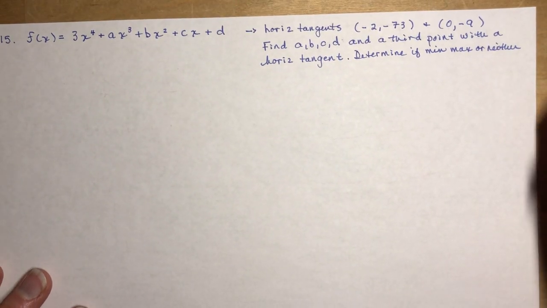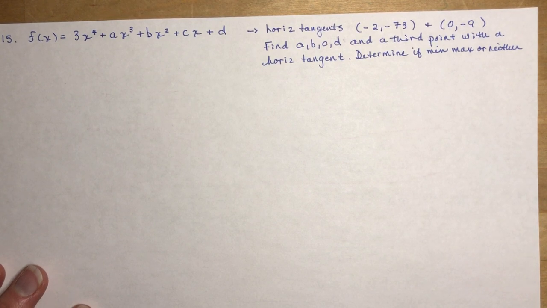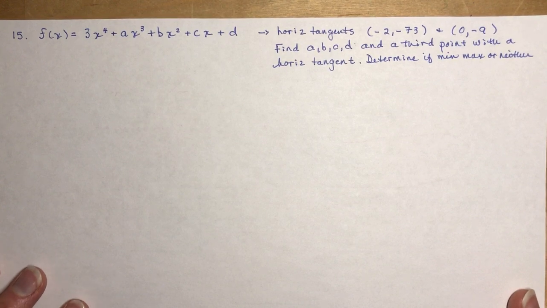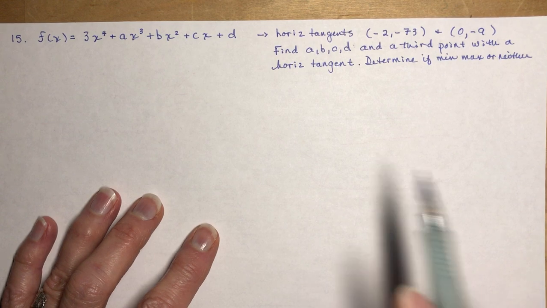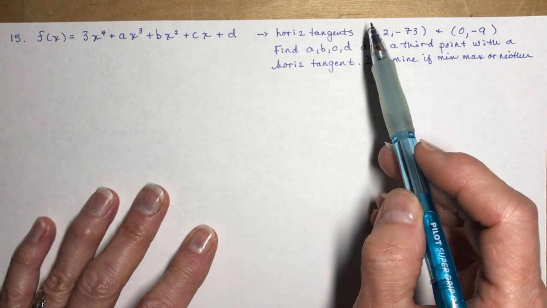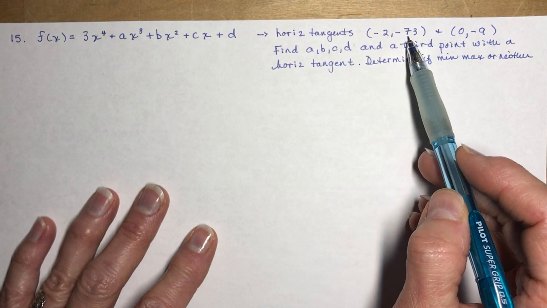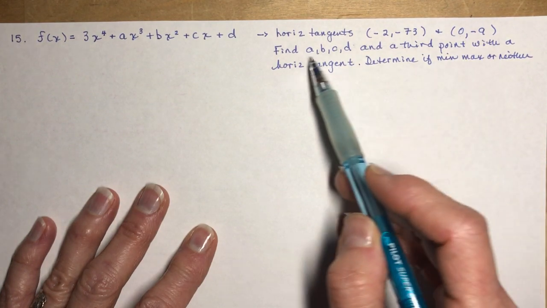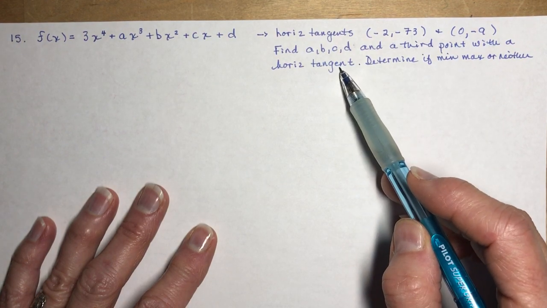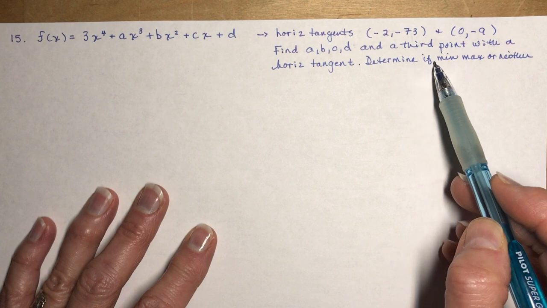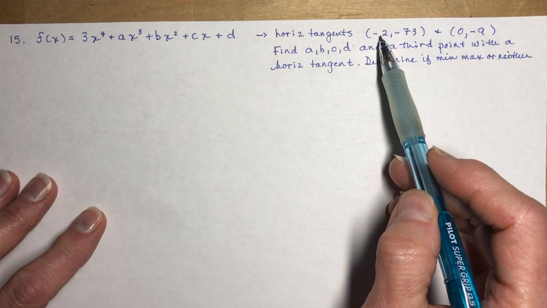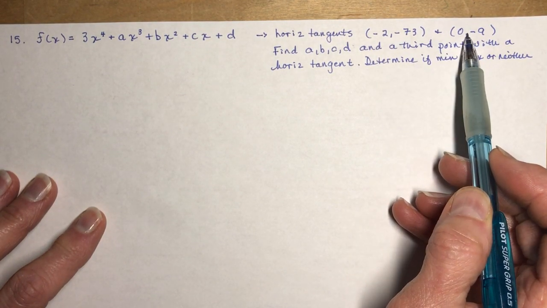Okay, so now I'm going to do number 15 for you because I think it's a really tough question, and students are usually assigned it for homework. At least in my class, it was always assigned, and they always came back with lots of questions. So it gives you this long quartic function. There's an A, B, C, and D. They tell you that it has horizontal tangents at (-2, -73) and (0, -9), and you're asked to find A, B, C, D, and a third point with a horizontal tangent. So there's going to be another place where the slope will be 0, and determine if they're minimum, max, or neither at the end.